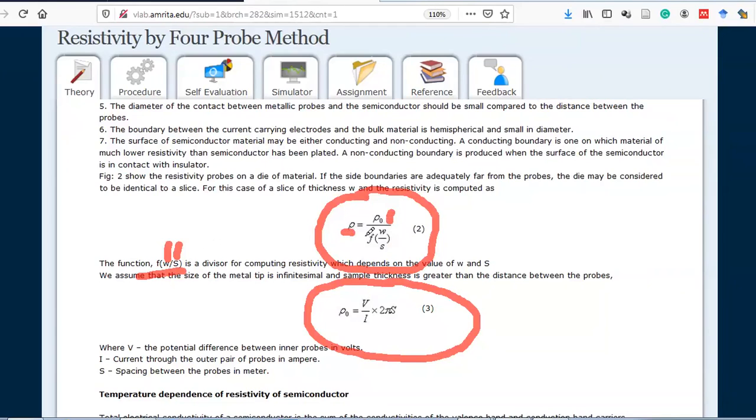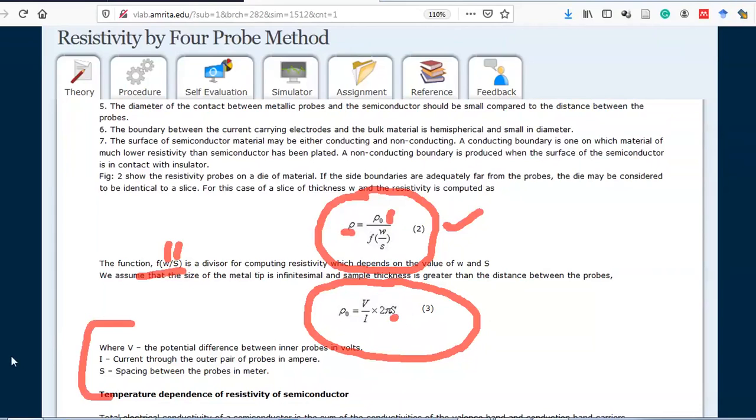Fine. So this formula is very clear. But how to find this rho naught? Because F is given by the manufacturer for a particular sample material. But what about rho naught? How to calculate this? For rho naught, this is the formula we need to use, that is V upon I into 2 pi S. V is the voltage, I is the current, and S is the distance between the probes. All such things they have given over here again for clarity.